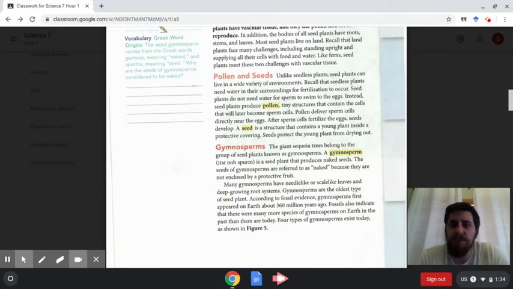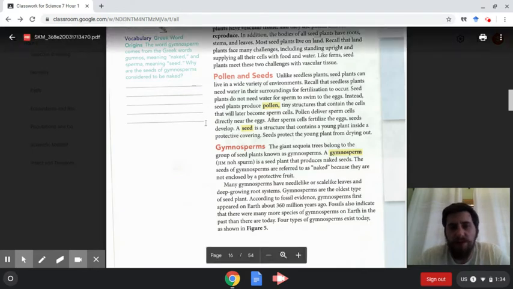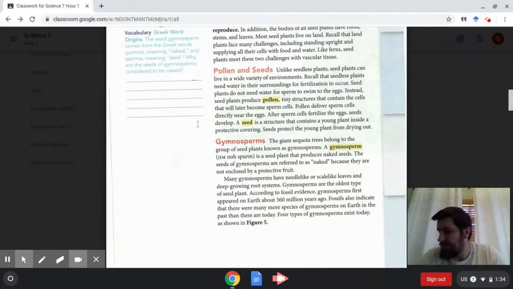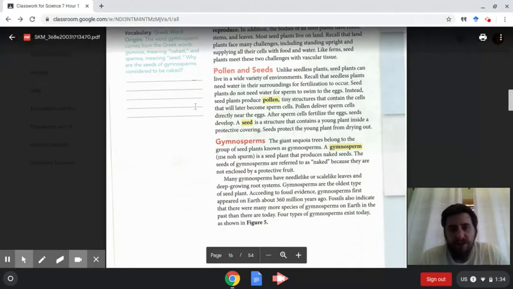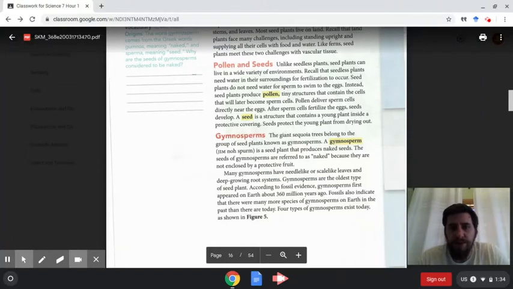After sperm cells fertilize the eggs, seeds develop. A seed is a structure that contains a young plant inside a protective covering. Seeds protect the young plant from drying out. Seeds are one of the most important evolutionary adaptations, according to science, ever. They allowed the plants to come onto land and to not dry out.